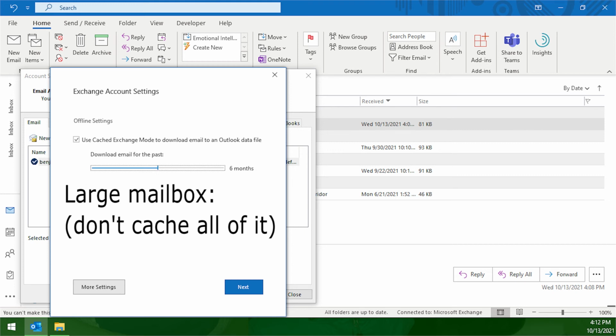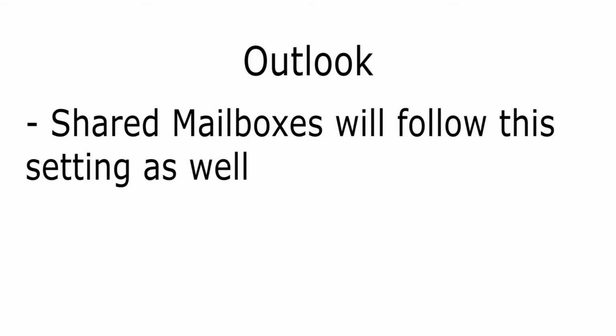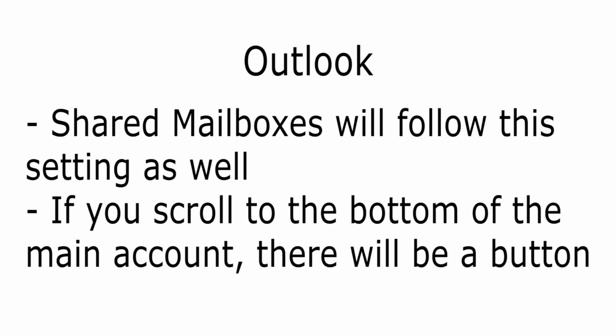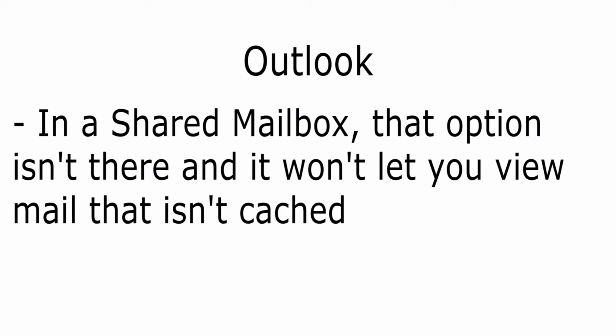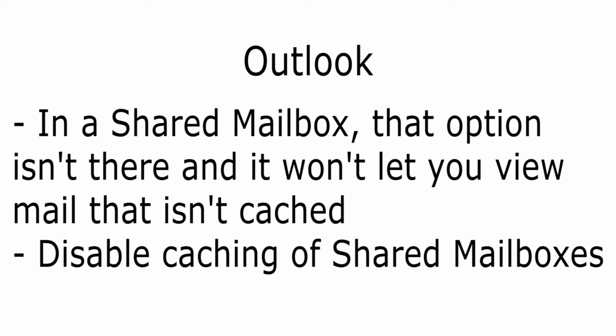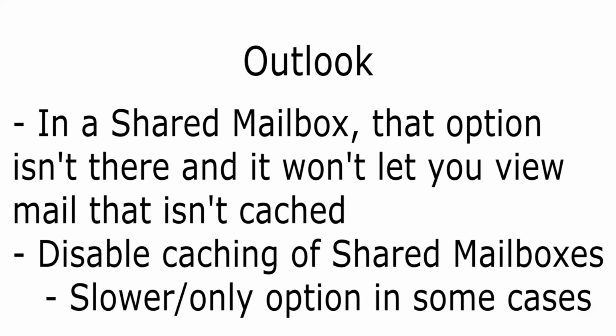It's also important to know that shared mailboxes will follow this setting as well. However, if you scroll to the bottom of the main account, there will be a button to view more mail on the server. In a shared mailbox, that option isn't there and it won't let you view mail that isn't cached. The best option for this is to disable caching of shared mailboxes altogether. That will make performance of a shared mailbox a little slower than the main account, but it's your only option in some cases due to the volume of mail in some accounts.